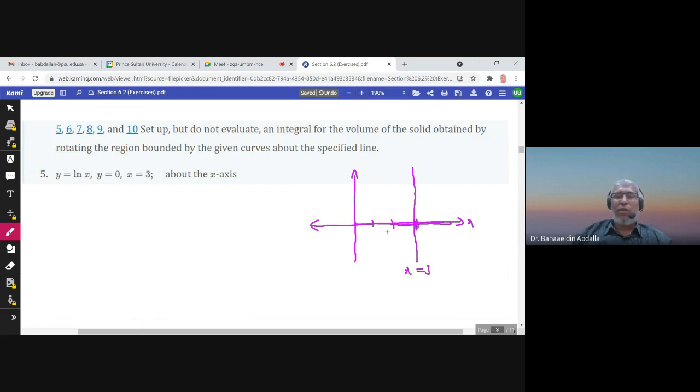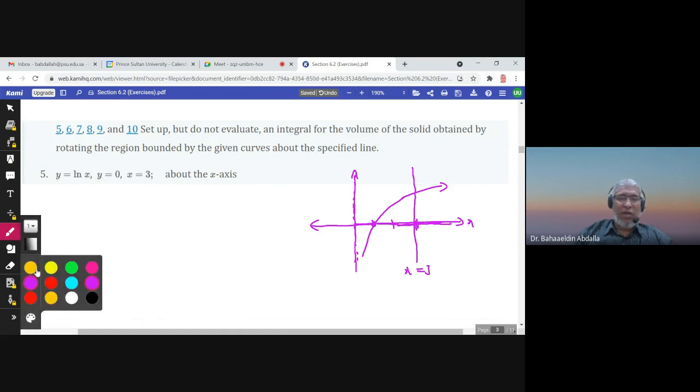Okay. y equals ln x. We know the graph of y equals ln x. This is a vertical asymptote, and ln 1 is 0, and the graph of ln goes like this. So where is the region bounded by x equals 3? This is the line x equals 3, and y equals 0, the x-axis, and the curve ln x. It is this region.